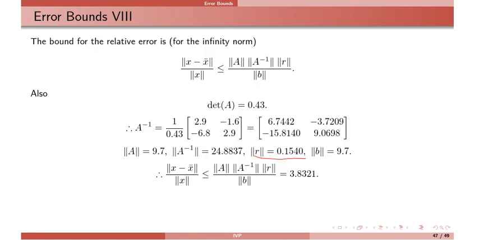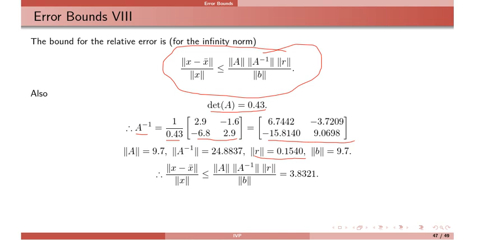And this is the final formula for relative error. Now find A inverse. You need to find the determinant of A. This is the adjoint matrix of A divided by the determinant. So this is A inverse. Finally the norm of A. Here I am writing everything in the infinity norm, so all are maximum norms. So the norm of A. How do we find the norm of A?